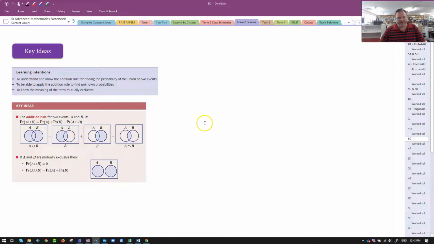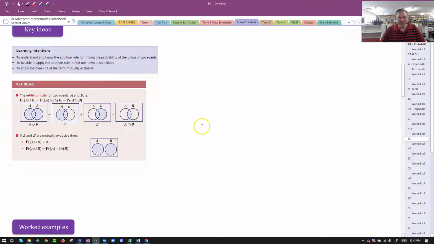Welcome back, Year 10. This is exercise 8C, a little bit of a review, mostly, of probability that we did in the previous couple of years. So let's have a look. What are our learning intentions today?